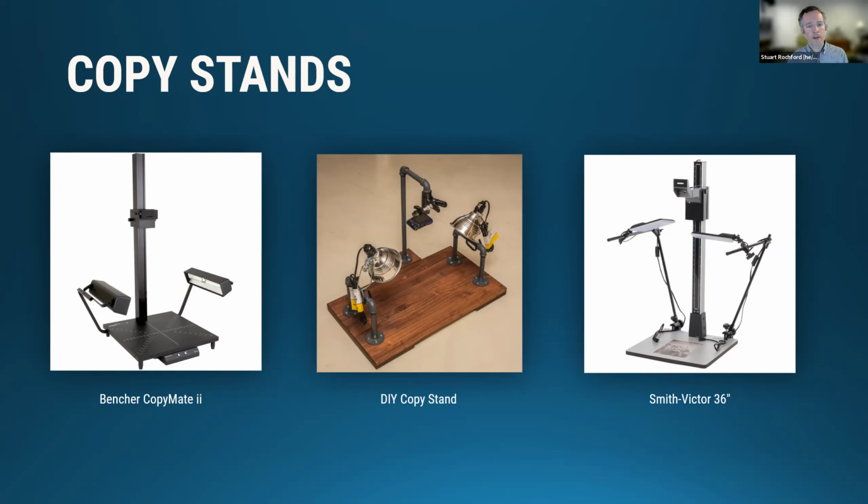They also come with light sources on the left and right, but of course you can provide your own light source. The DIY copy stand in the middle there is a good example of just a basic setup. You could even do it cheaper if you use PVC pipe or something, but it just goes to show that you can get images done without a huge budget. That's kind of what I wanted to get across. There is a wide range of setups that you can get.